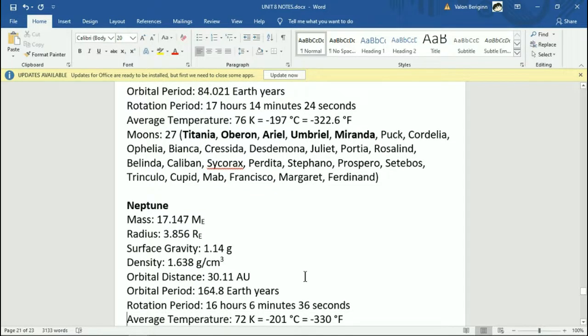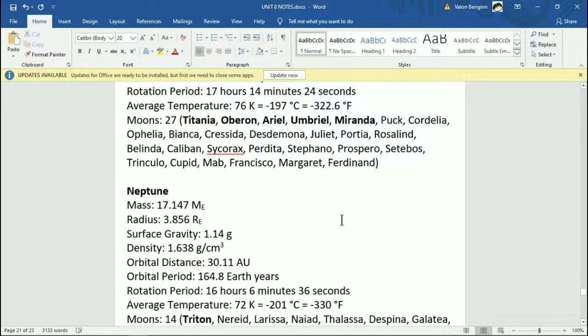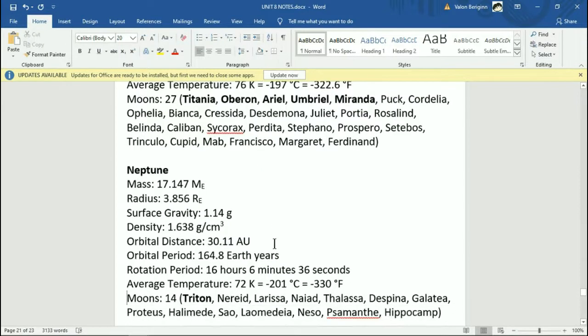Let's see, average temperature, of course, very cold, negative 330. Again, very close to Uranus, which makes sense, as when you get very far out there, the differences in temperature sort of stop mattering a lot. There's 14 moons around Neptune, so less than Uranus. And we have, again, Triton. That's the one that is spherical.